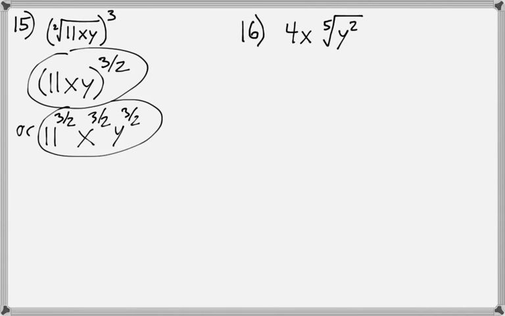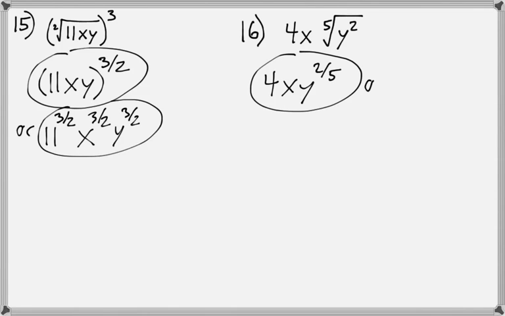For 16, the fifth root of y squared, that fifth root only applies to the y squared. So it's going to be 4xy to the 2 fifths. If you wanted to put a parentheses, you could, but you'd have to only put it around the y.